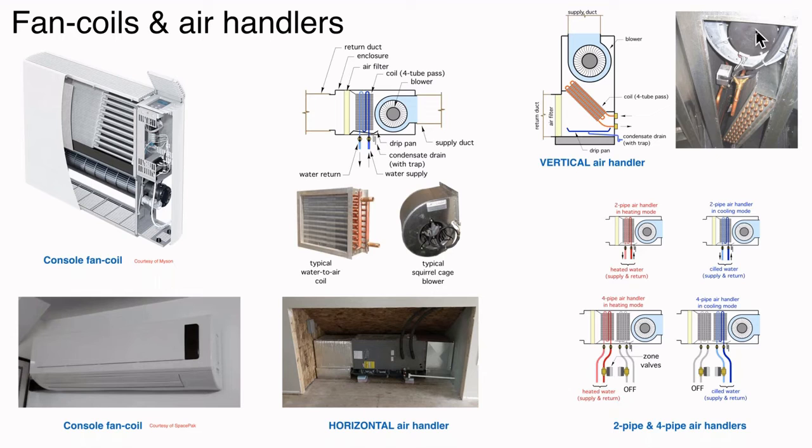So in heating, the zone valve for hot water flow allows hot water to go through that one coil. In cooling, same idea, only with chilled fluid. So this allows any individual space that's part of a system with 4-pipe air handlers to be either in heating mode or in cooling mode.